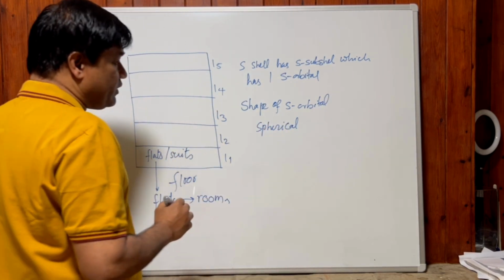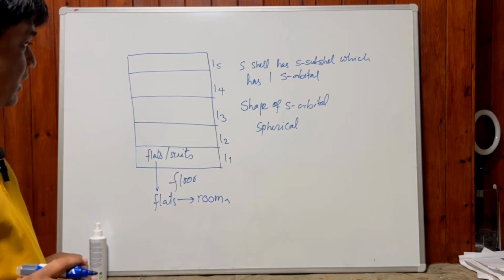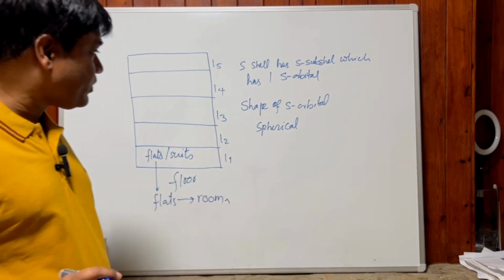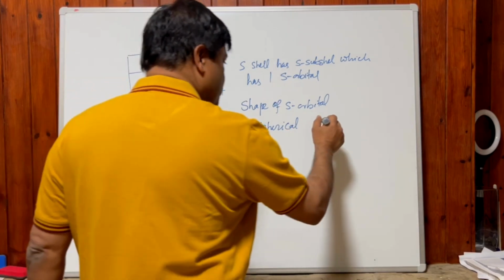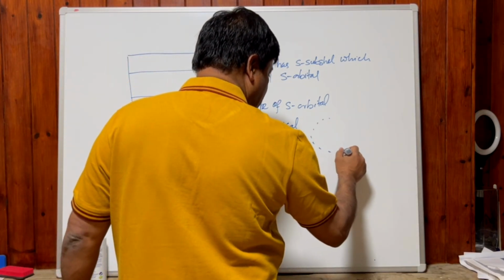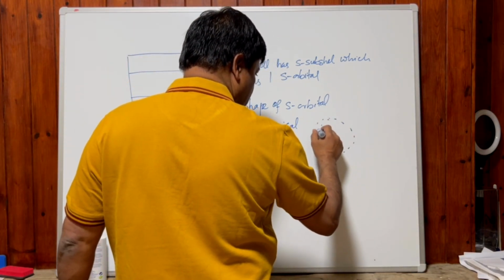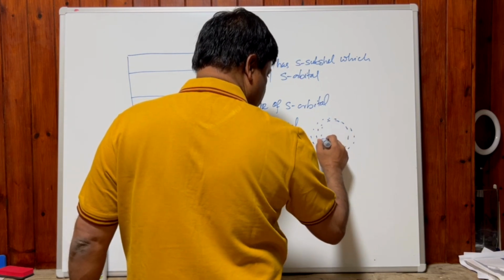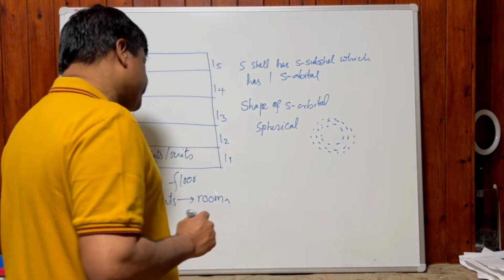There's a difference between spherical and circular. Spherical is 3D and circular is 2D. So the shape is spherical. It's like a football, and all these electrons are concentrated in it. Okay.